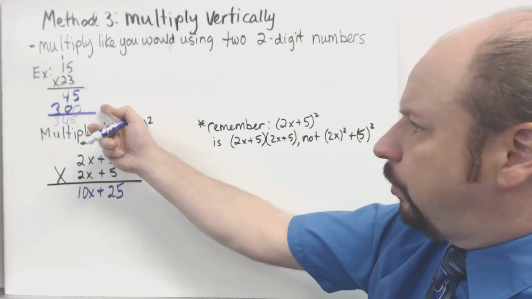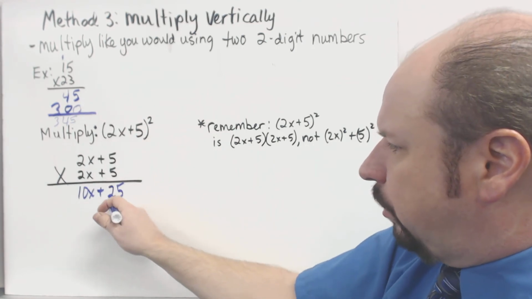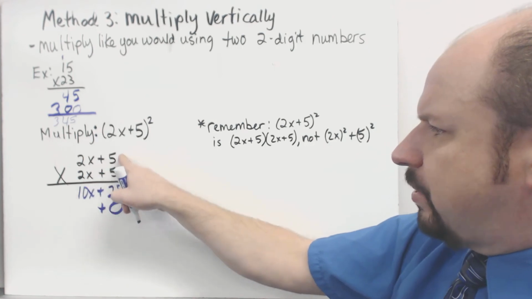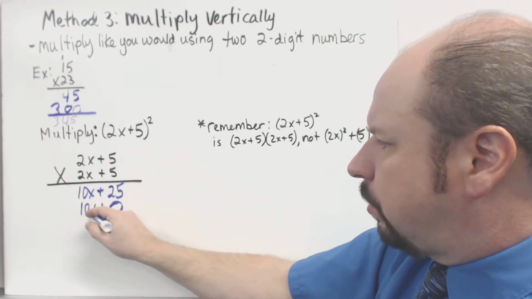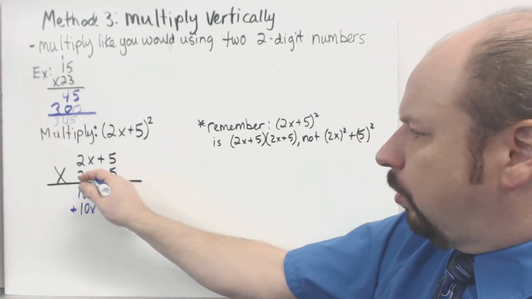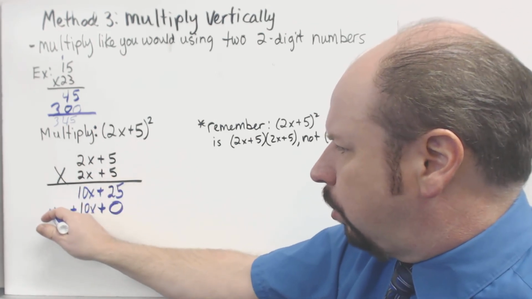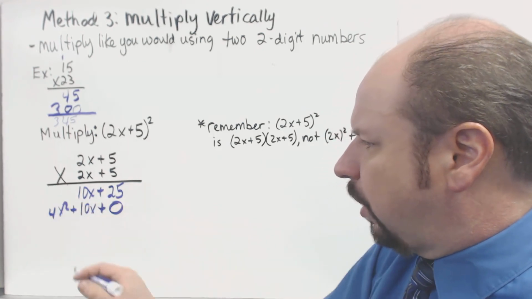Okay, so what did we have to do up here? Well, we had to put in a 0 as a placeholder. So we're going to go ahead and do that. Put in a 0 as a placeholder. And now we go 2x times 5, which is, once again, 10x. That's positive 10x. And then I'm going to multiply 2x times 2x, which is 4, x times x is x squared. So we get 4x squared there.